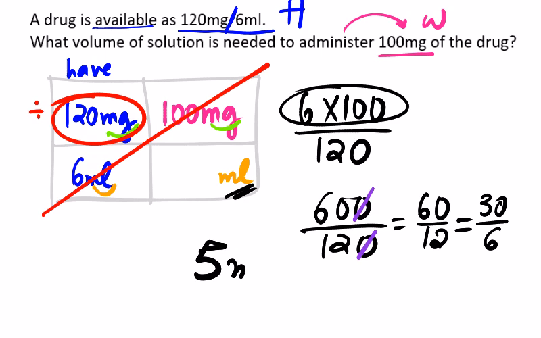We know the unit has to be mils. 5 mils. Our estimate said that the answer couldn't be half of 6; we had to have more than 3. 5 sounds reasonable. Read the question again. What volume of solution is needed? 5 milliliters.